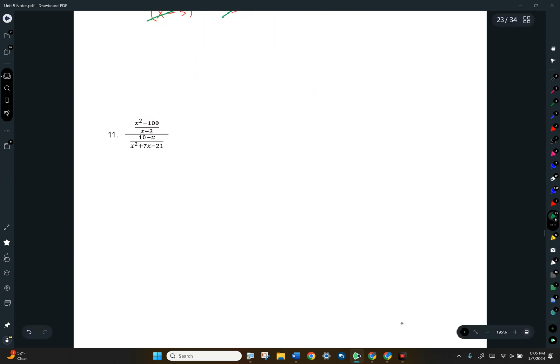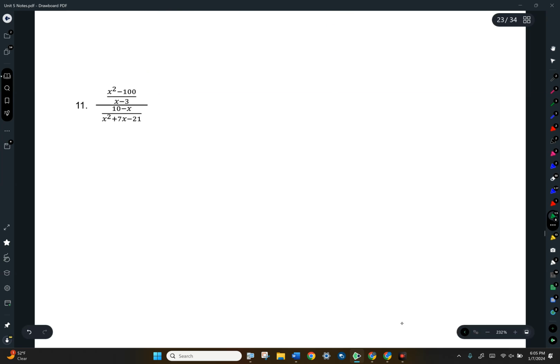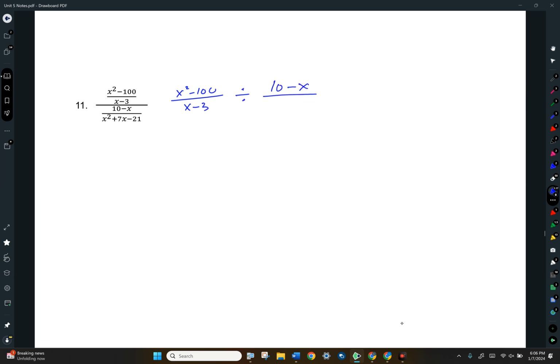Okay. So this is the same scenario, but I like to first of all take it out of that fraction within a fraction thing. So what I really have here is the x squared minus 100 over x minus 3. That's being divided by the 10 minus x over all of that, x squared plus 7x minus 21. So now I can factor everything and do my keep, change, flip.